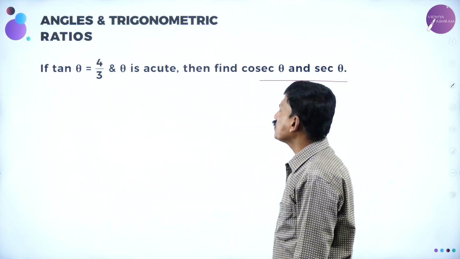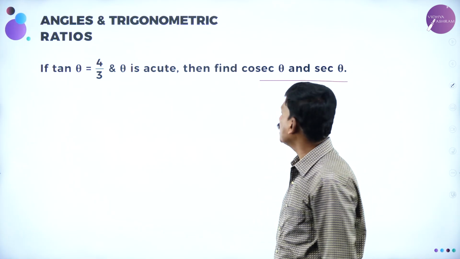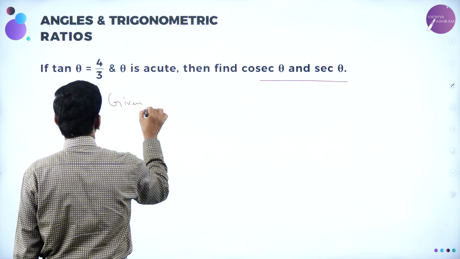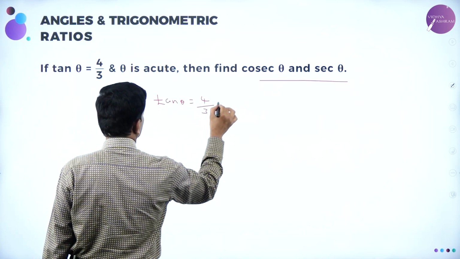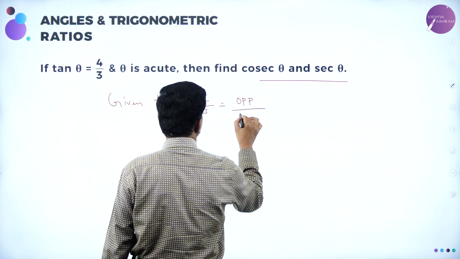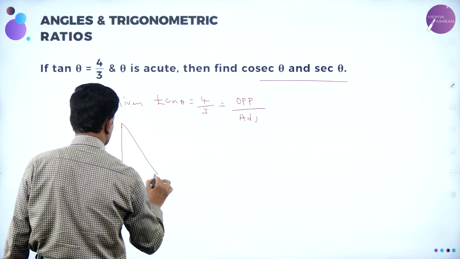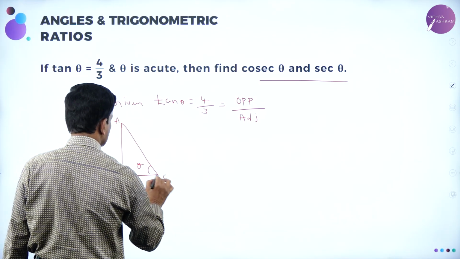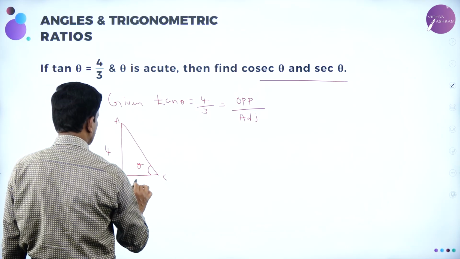If tan theta is equal to 4 by 3 and theta is an acute angle, then find cosecant theta and secant theta. What is given? This is given. Tan theta is equal to 4 by 3. What is tan theta in terms of sides? Opposite divided by adjacent side. Now let us represent this in a triangle. This is an acute angle, theta is acute. A, B, C. Now what is tan theta? Opposite by adjacent. 4 and 3.